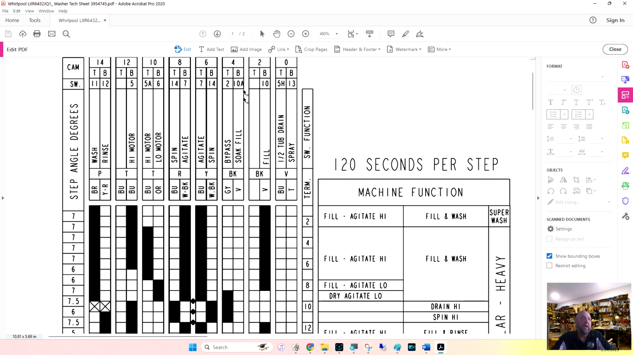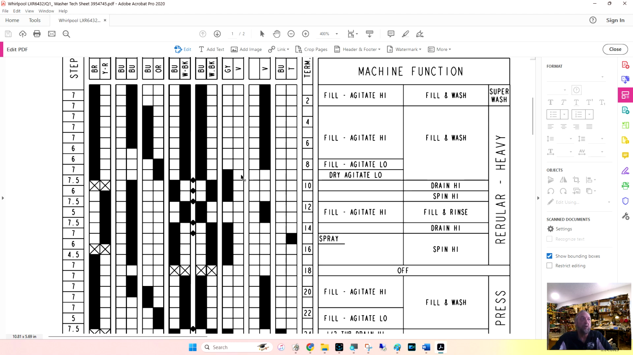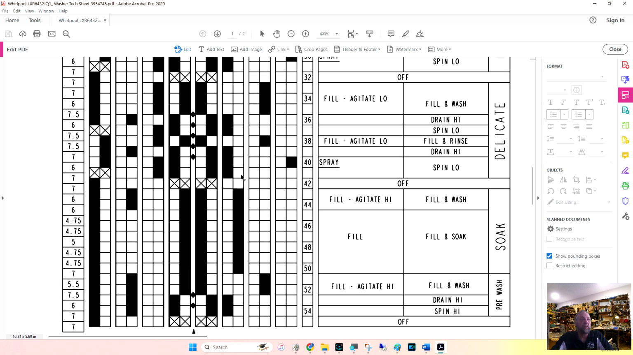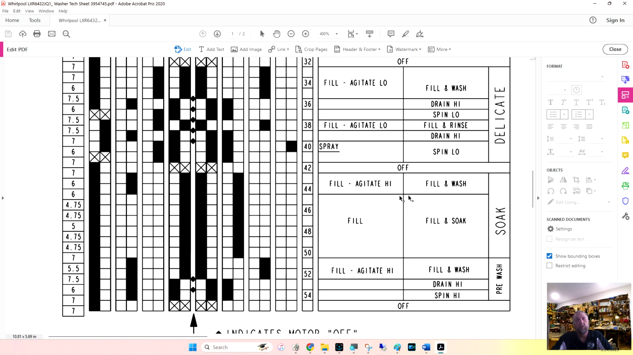So 10A means soak fill, and if we look, 10A is not even energized until we get to the soak cycle. So in this case, we're going to fill up with water there. Now, what's the difference between soak and wash?